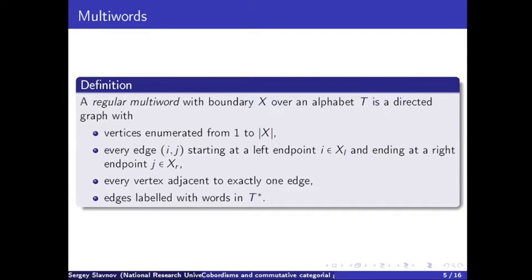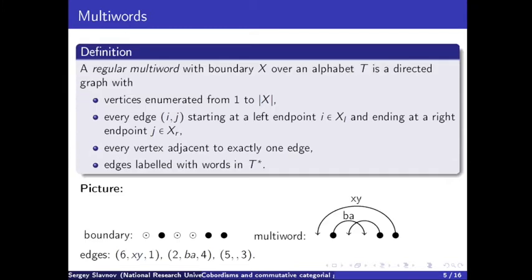A regular multi-word with boundary X over an alphabet T is a directed graph whose vertices are enumerated as points of the boundary X, and the polarity is respected so that every edge starts at the left endpoint and ends at the right endpoint. And also every vertex is adjacent to exactly one edge, so it is a perfect matching. And edges are labeled with words in the alphabet T.